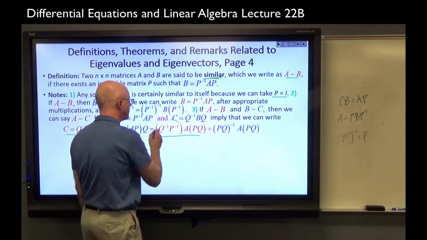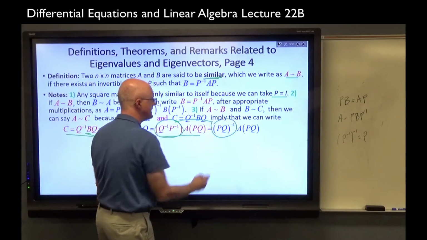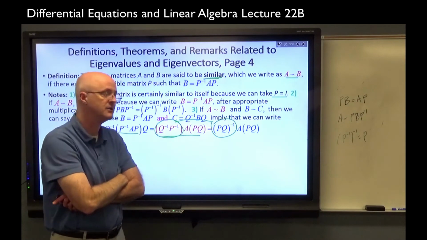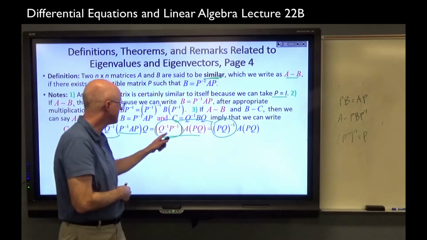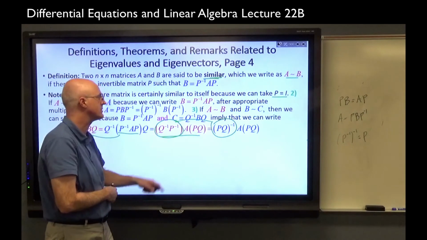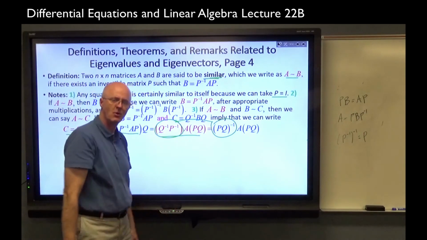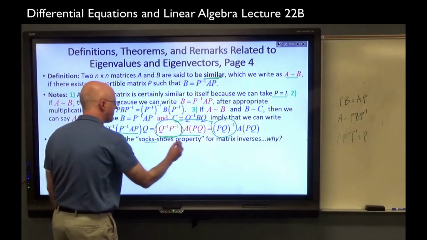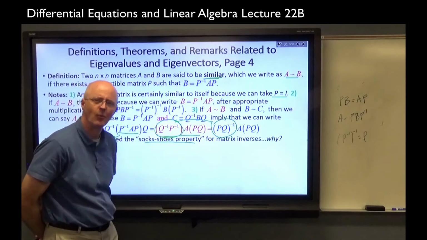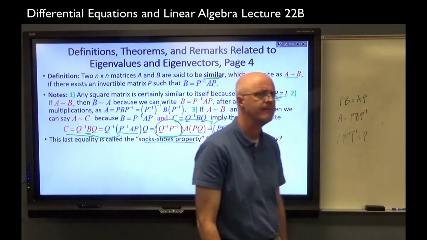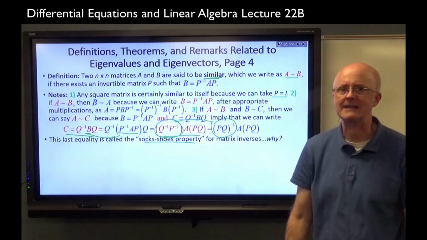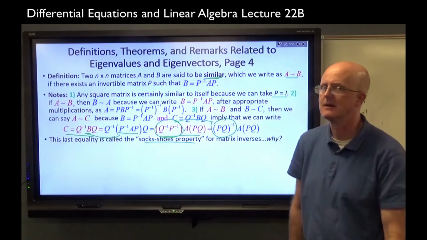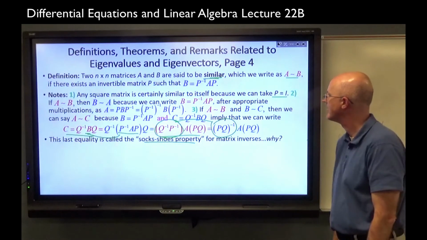And then it turns out that this thing does equal the inverse of P times Q times A times P times Q. If P and Q are both invertible, then P times Q will also be invertible, and in fact its inverse will be this product of two inverses. Notice the P and Q switch order. That switching of order is sometimes called the socks-shoes property for matrix inverses. Why would it be called the socks-shoes property? I'll let you think about that. It's related to putting socks and shoes on and taking them off. I'll let you think about that.